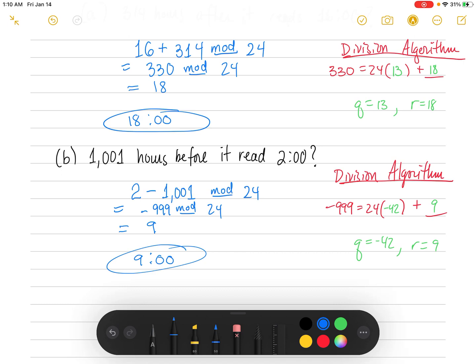So the interpretation is you're going back 42 days into the past. When you have a minus 42, that means you're going back 42 days in the past, and it's 9 o'clock. That's the interpretation. All right, well, there we are for section 4.1.